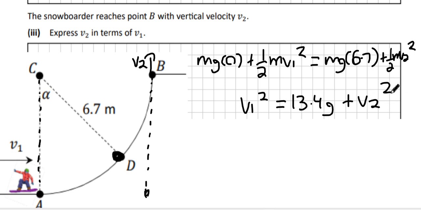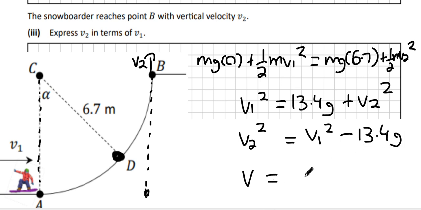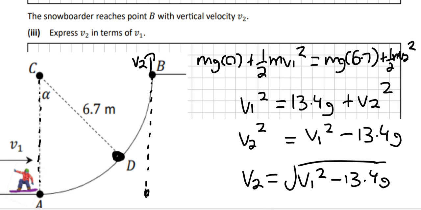Very close to having this done, haven't I? What's next? v2 squared equals v1 squared minus 13.4g. You could actually do this part without doing the previous part. This part was actually easier than the previous part, so that's something to know for in exams.